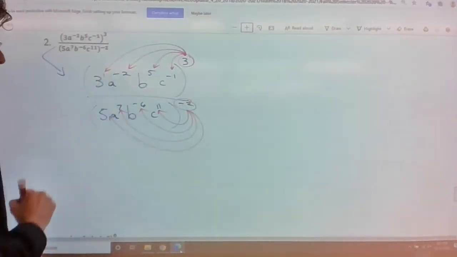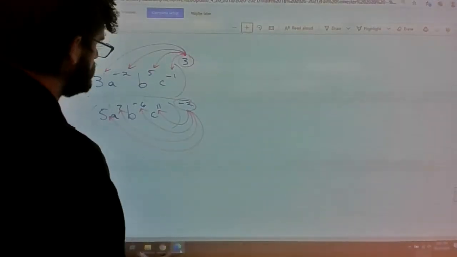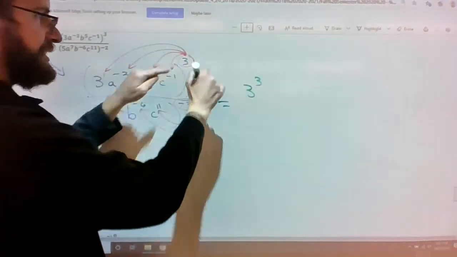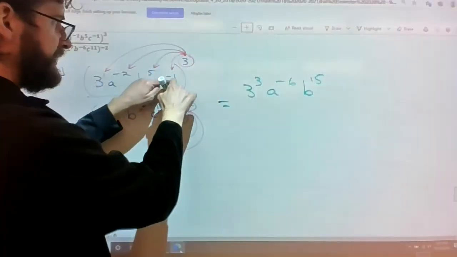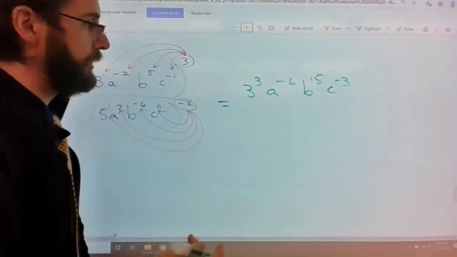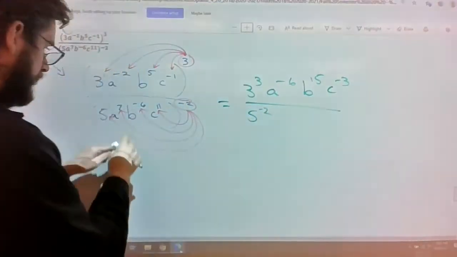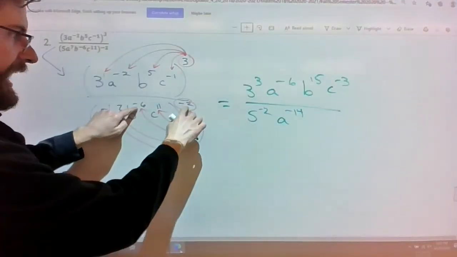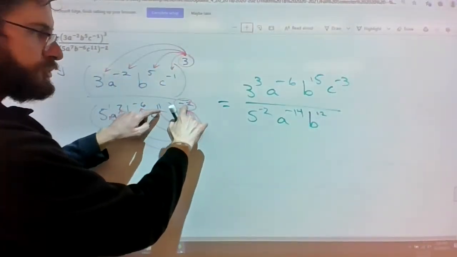So remember, there's a 1 for the 3 and a 1 for the 5 if there's no exponent listed. So you're going to get 3 to the 3 power, a to the negative 6 power, b to the 15 power, and then c to the negative 3 power. Again, I'm just multiplying little numbers times little numbers to get the new exponent. 5 to the negative 2 power, a to the negative 14 power, b to the positive 12 power, and then c to the negative 22 power.